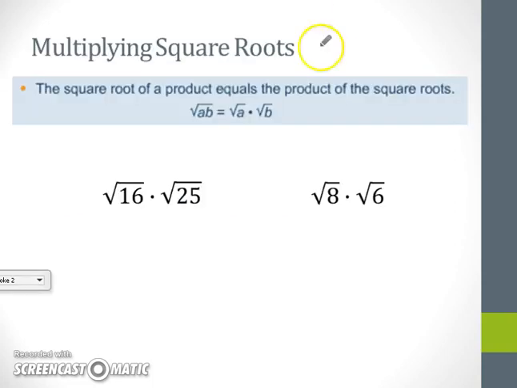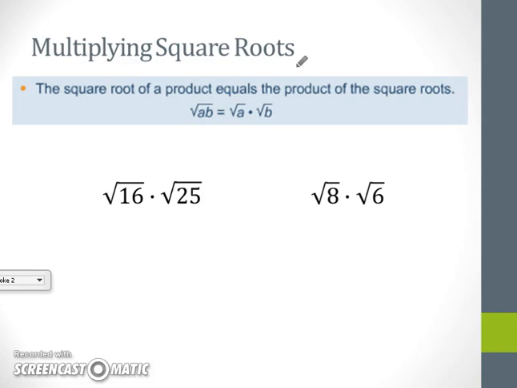This lesson is for Unit 2, Lesson 4, Square Roots, Part 1. In this lesson, we're going to be talking about multiplying square roots. And for square roots, the product is equal to the product of the square roots.